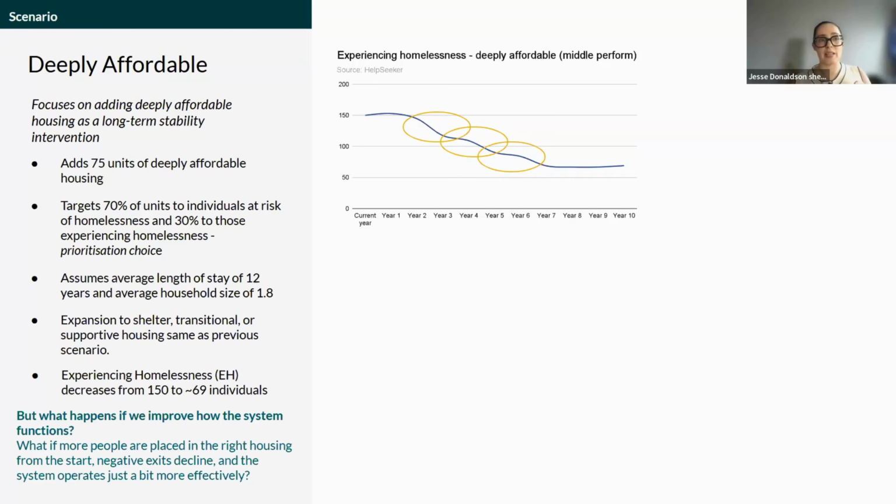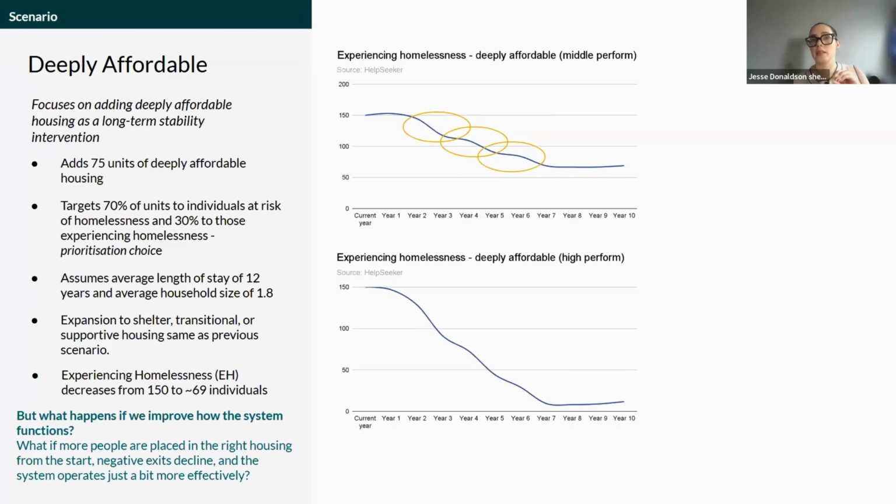So I declined the negative exits, I increased the positive exits. And what happened was, there you go. That's your high performance. Again, I didn't make it unrealistic. So ideally, if the system was performing as is, with no new money, you could go from an outcome that looks similar to this to something like this.